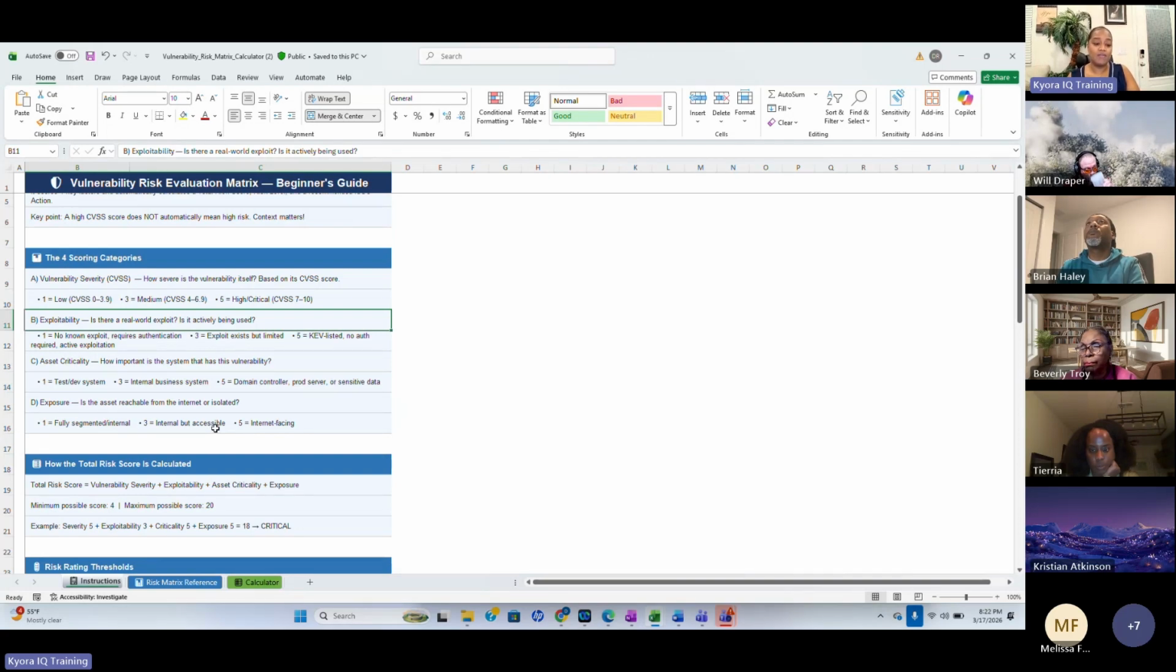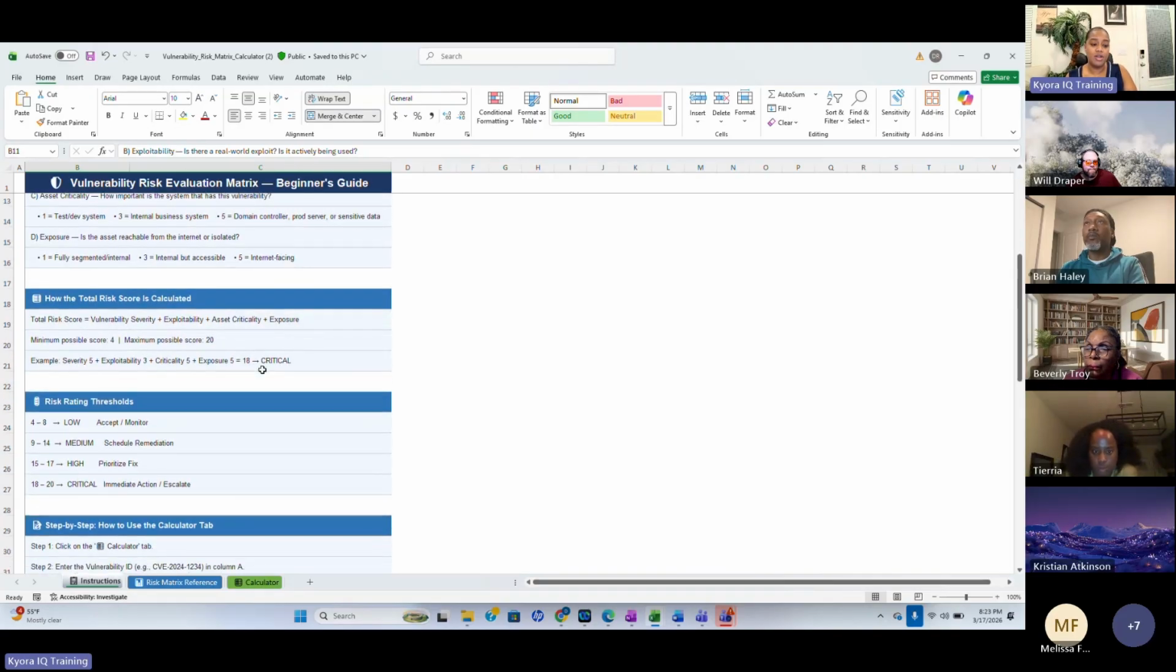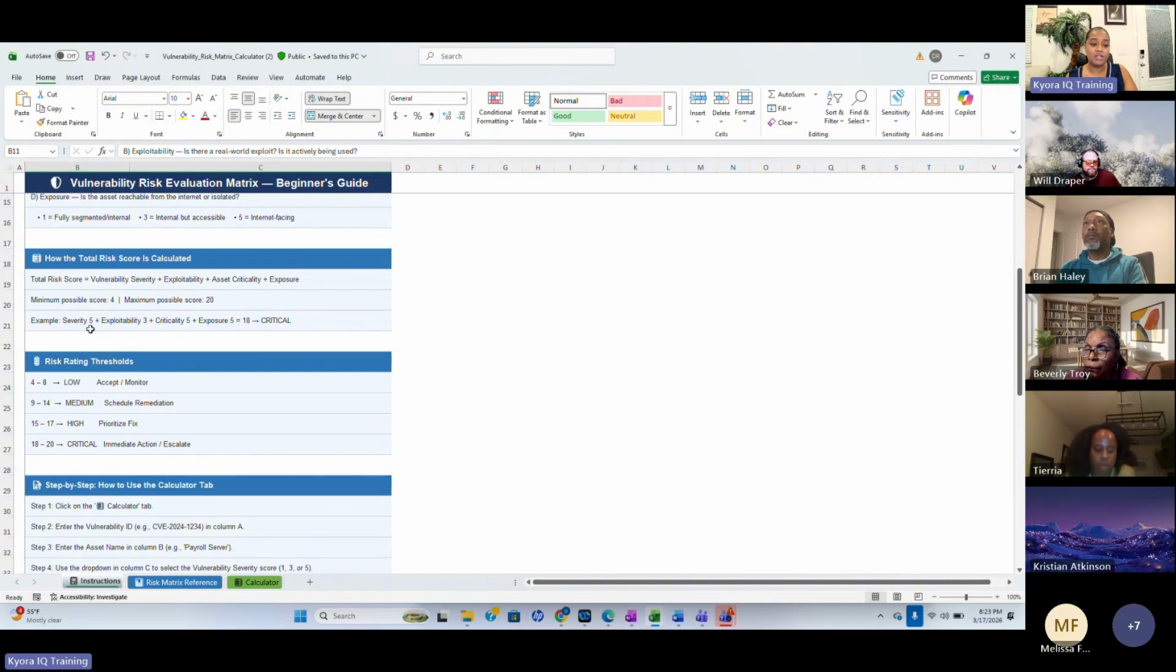And then, is the asset internet facing? And then there's how the total risk is calculated. Total risk score is vulnerability plus exploitability, asset criticality, and exposure. So that's how you evaluate for risk and not just look at scores. You look at several other factors, and you have a minimum possible score of 4 and a maximum possible score of 20 on this risk calculator. An example would be severity 5, plus exploitability 3, criticality 5, exposure 5. You have a total of 18, which is critical.